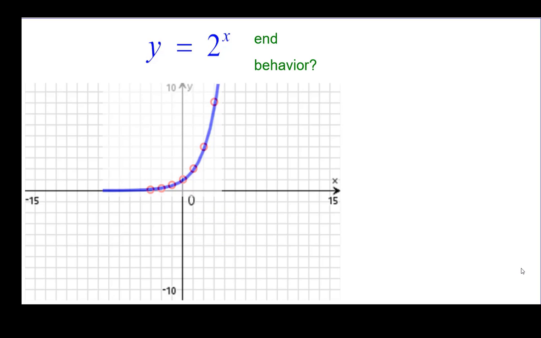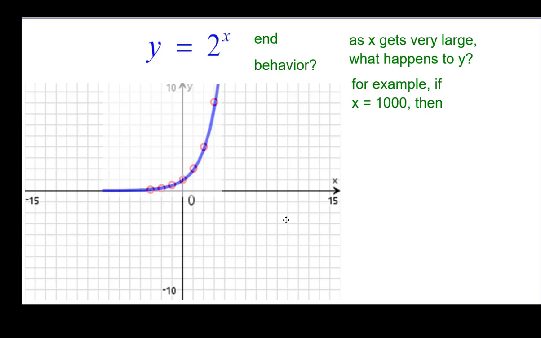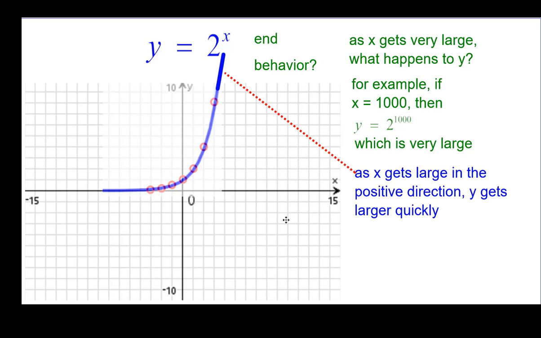But we'd like to look at the end behavior, what's happening at the ends of the graphs, here and here. So as x gets very, very large, what's happening to the y values? For example, if x was 1,000, then 2 to the 1,000th power is just out of sight large. So that would mean the graph would be going up very, very quickly right here. Y is getting very large quickly.